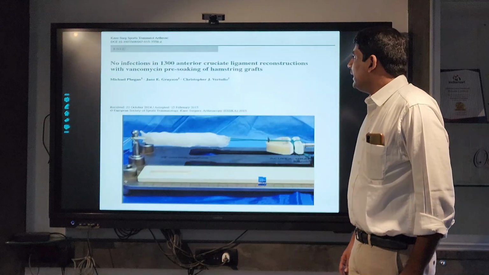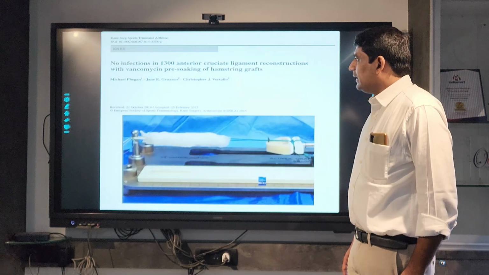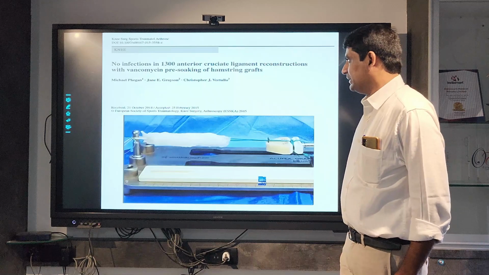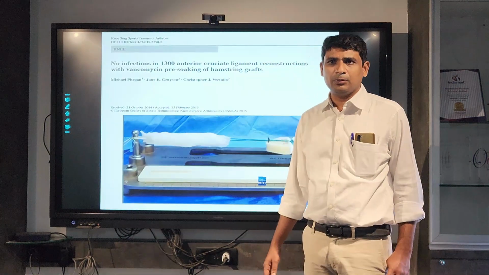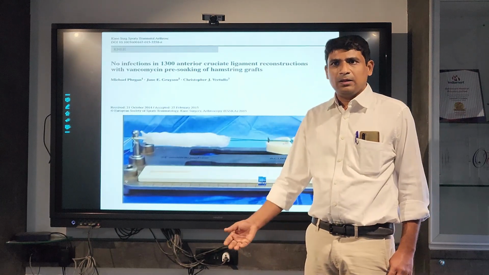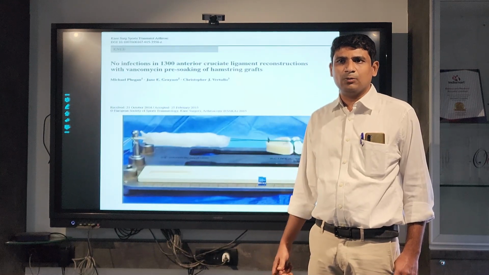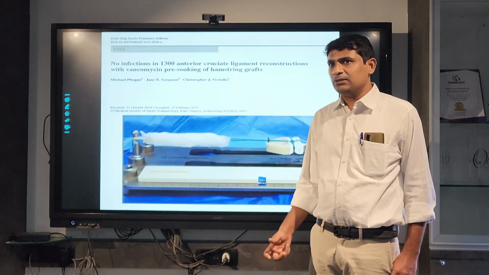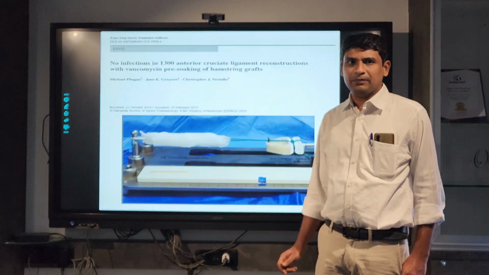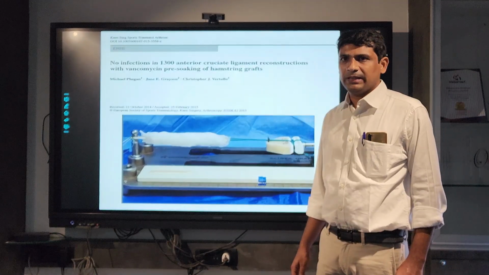In this study, they had tried vancomycin soakage of the graft, and this helped to reduce the infection rate to a very low level. So in our institute also we are currently using vancomycin. Once we harvest the graft, we take 500 mg vancomycin, mix it in 10 ml of water, put it in a gauze, and soak it around the graft and keep it after tensioning till we pass the graft. That may be approximately 5 to 10 minutes. This has been shown to reduce the infection rate drastically.